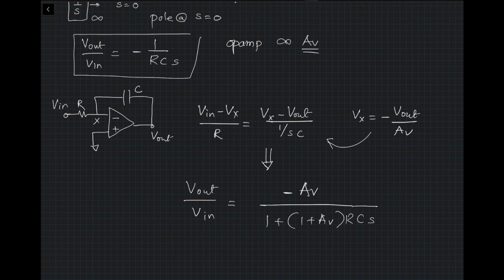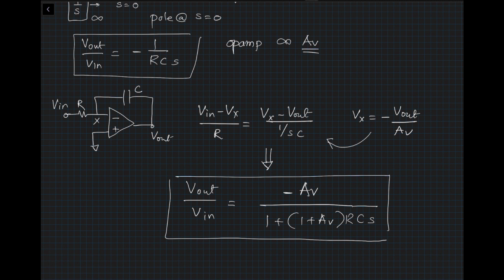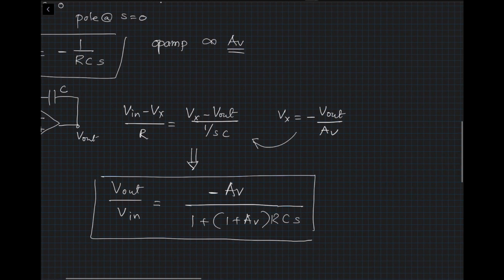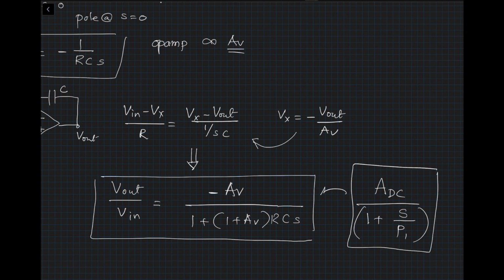Okay, so what does this expression look like? What is it telling you? Let me make a simple comparison. Compare this with something like, and I'm just using two different terms, ADC divided by (1 plus S divided by P1). Compare these two transfer functions. Right now we are ignoring the negative sign, because a negative sign just gives you a phase shift. If you look at the gain, compare these two gains, what is this telling you?